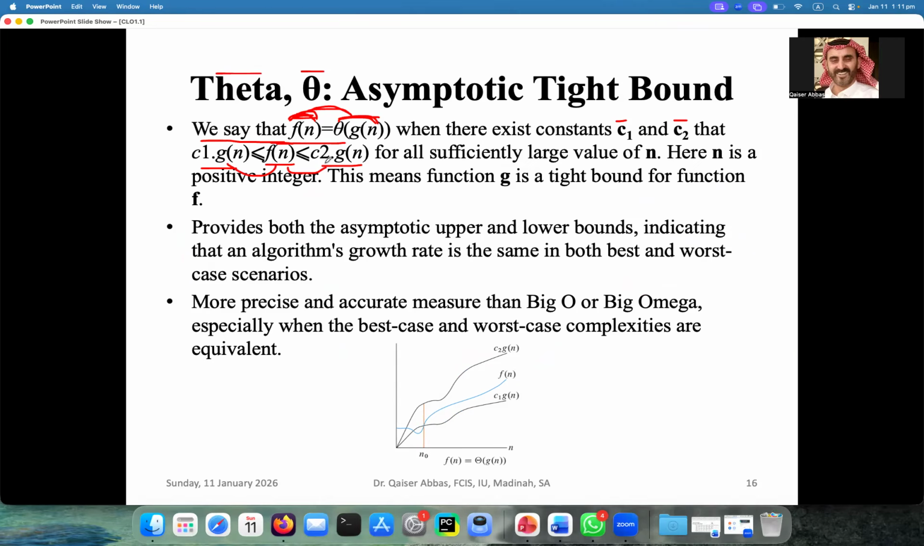It is in between the big O value and the big omega value. This also means that function g is a tight bound for the function f. We already know that this is a tight bound, a fixed bound. Here tight means it is fixed between this and that. It is fixed between worst and best case. It is fixed between big O and big omega. I can use different words, but the meaning is still the same.